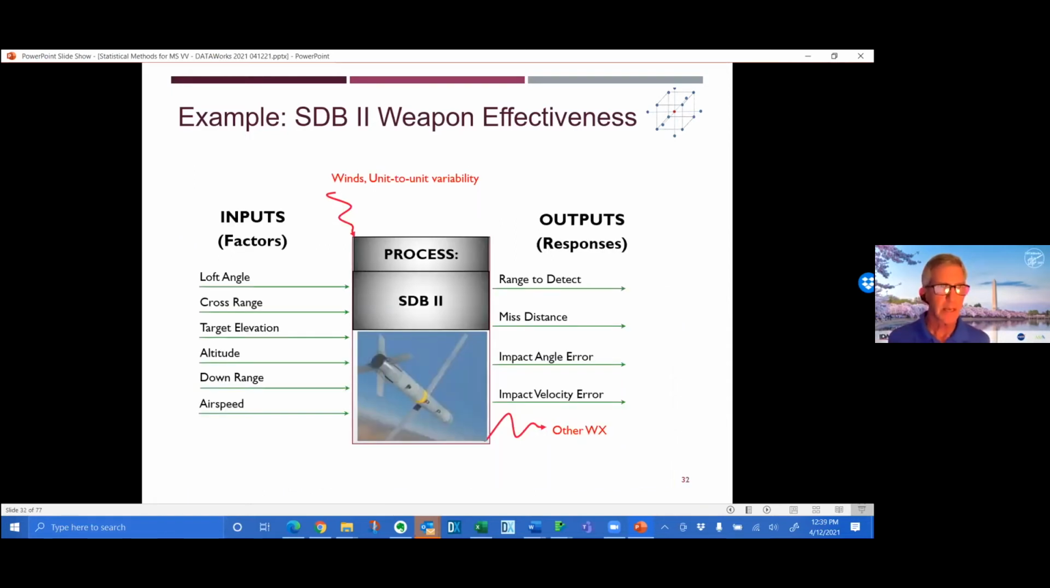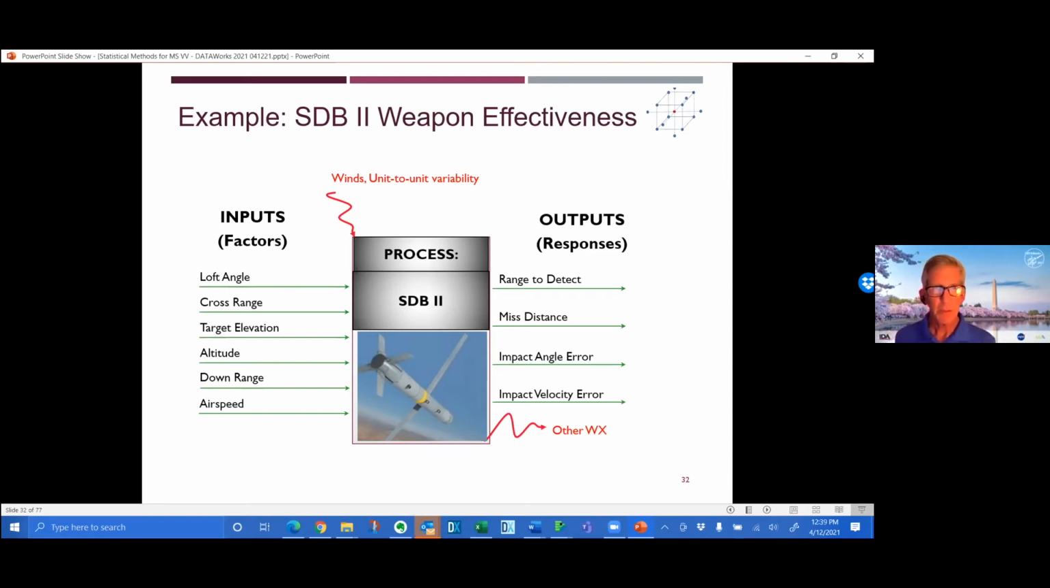Here's an example with 6 different factors. So sort of initial conditions kinds of things. Looking at the angle of loft, where we are in terms of cross range and downrange, elevation above the target. No, I'm sorry, elevation above the target is altitude, target elevation is where the target is elevated, and airspeed.